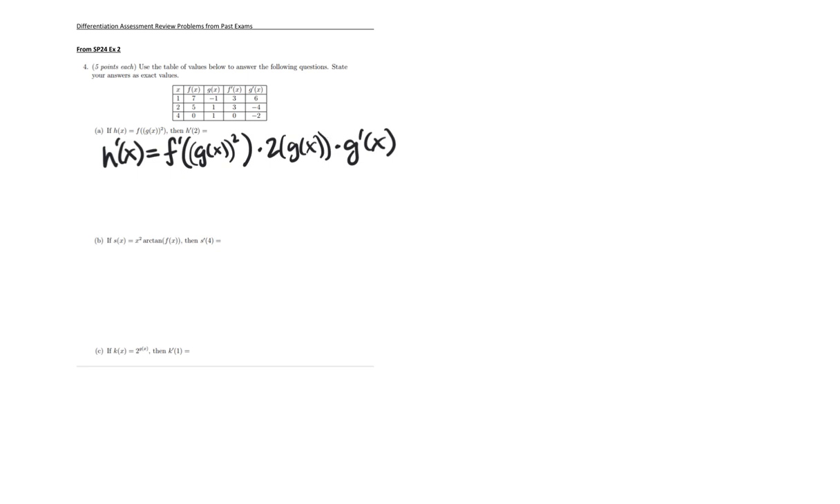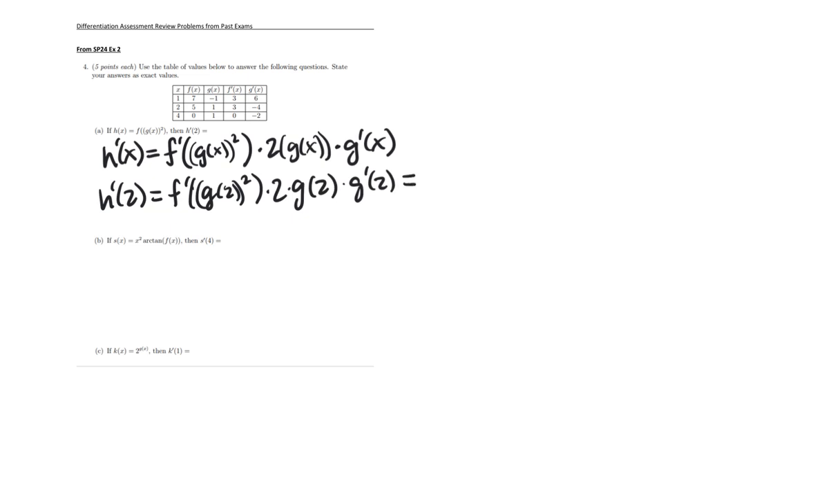Okay, so I've gone ahead and done the chain rule multiple times. Now I want to plug in a value. So h prime of 2 is going to be f prime of g of 2 squared times 2 times g of 2 times g prime of 2.